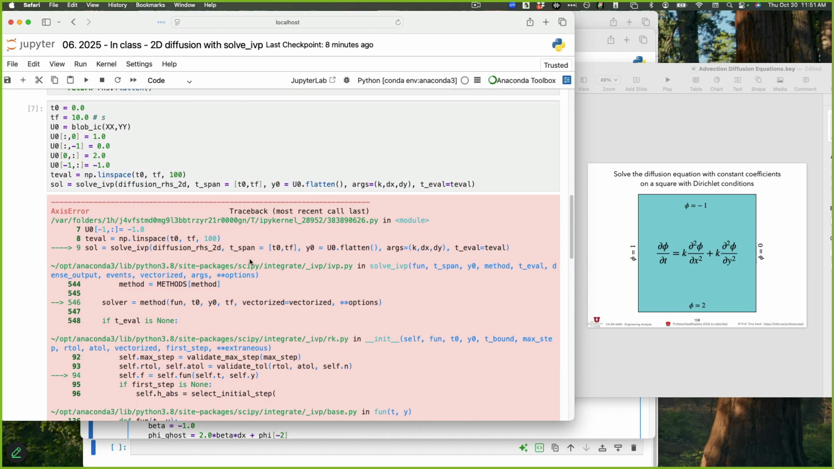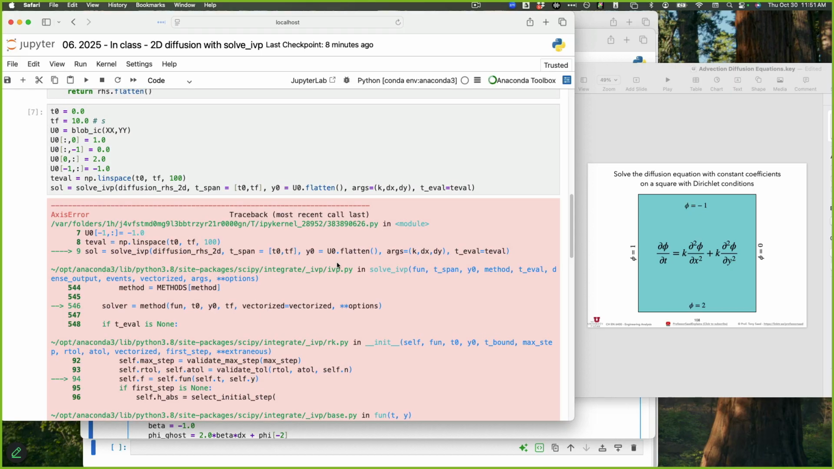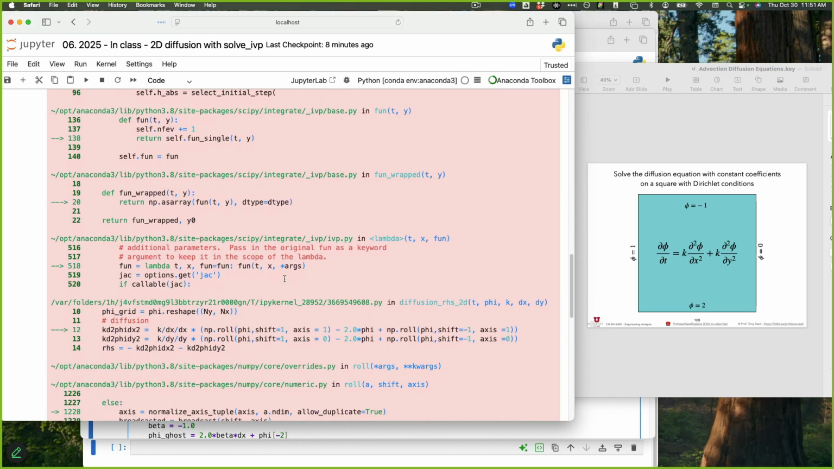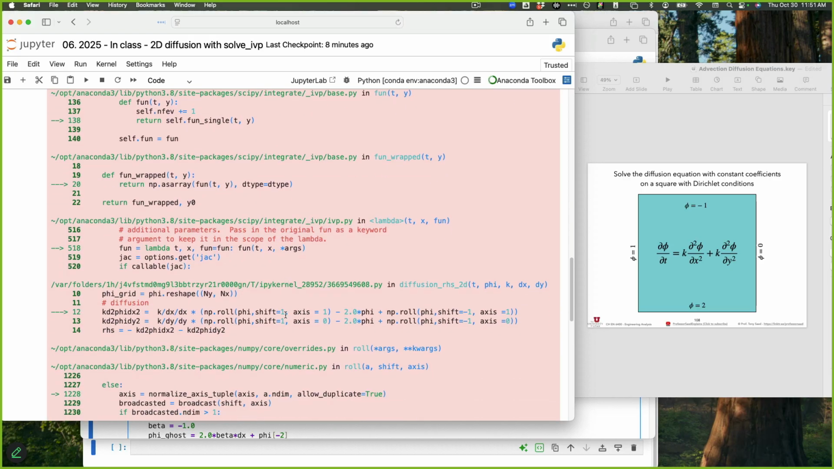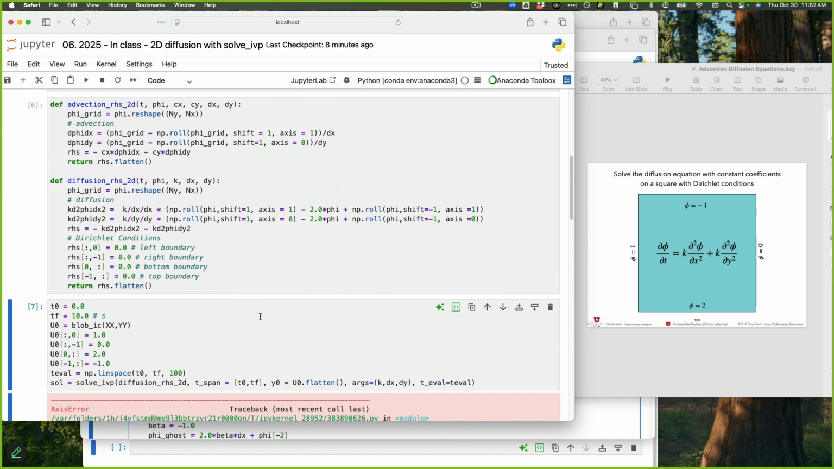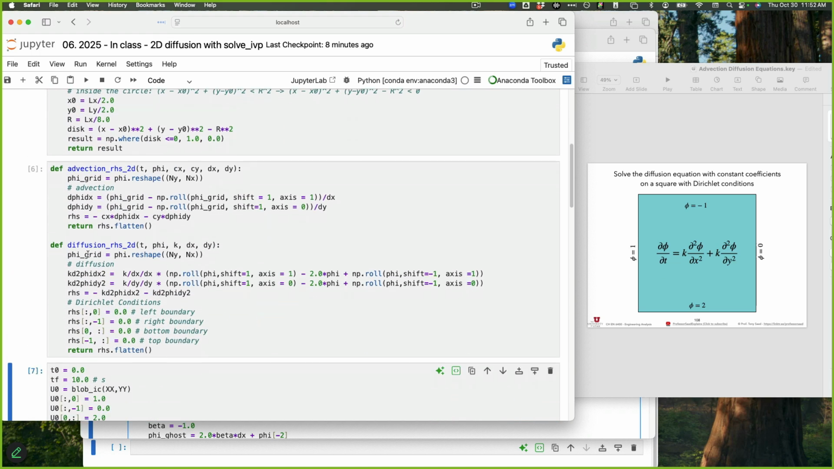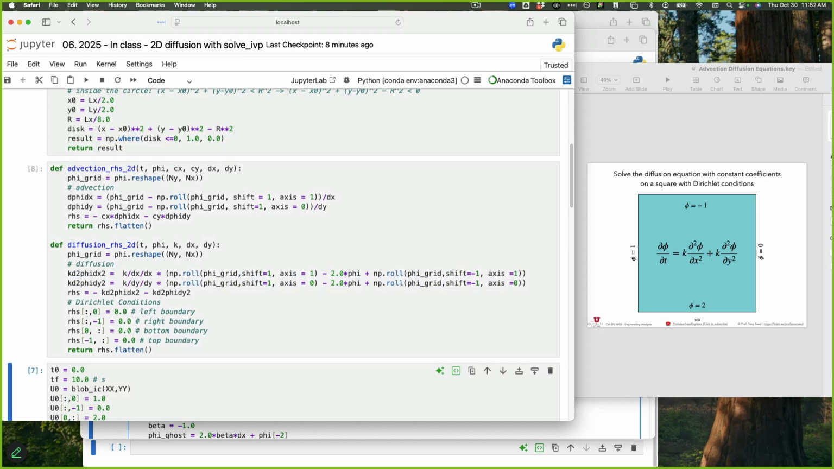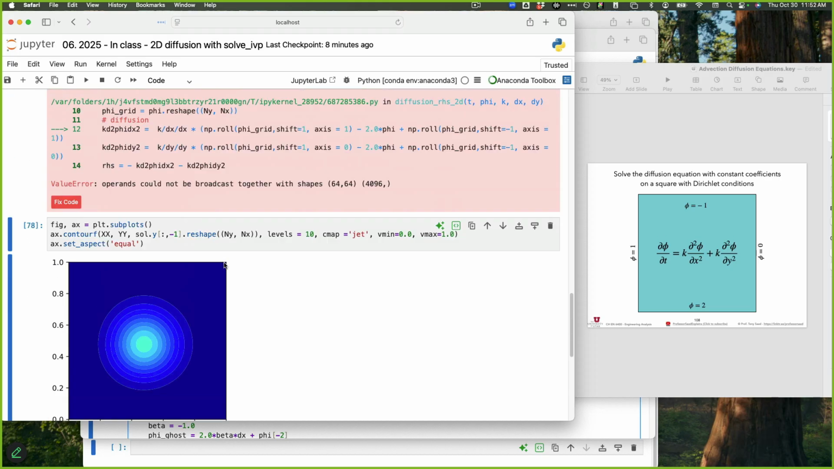Well, method vector. Okay, so it crashed over here. Oh, yes, I understand why. We had to use phi grid. My apologies. So phi grid, and then phi grid over here on the right-hand side. Make sense? Because we're dealing with the two-dimensional grid. Okay. Now it should work.